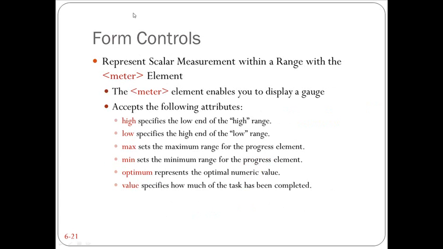There is also a meter that represents a scalar measurement within a range. The meter element enables you to display a gauge, if you would. It accepts the following attributes: high, which specifies the low end of the high range, and low, which specifies the high end of the low range. And then the ones you're more commonly going to see: max, which is the maximum range; min, the minimum range; the optimum, which represents the optimal numeric value; and the value, which specifies how much of the task has actually been completed.